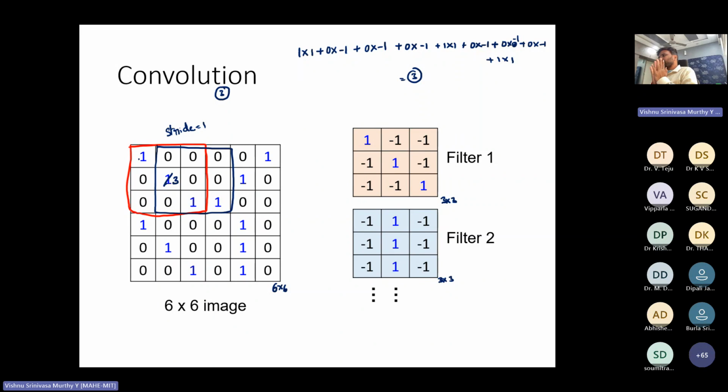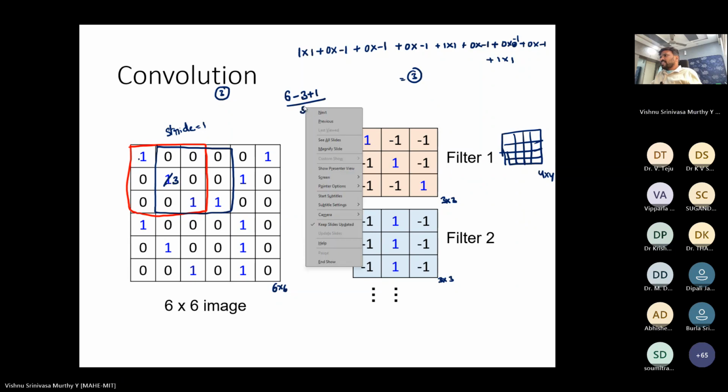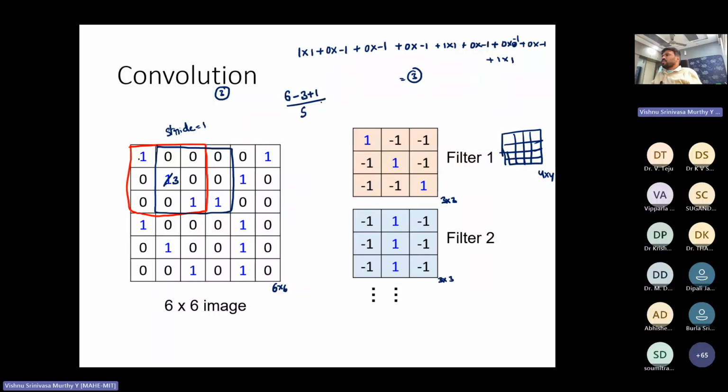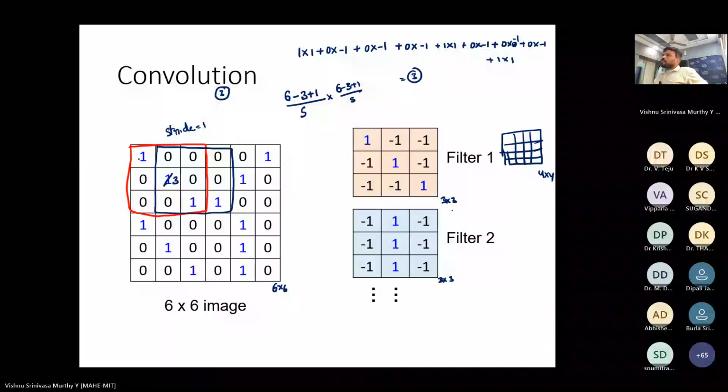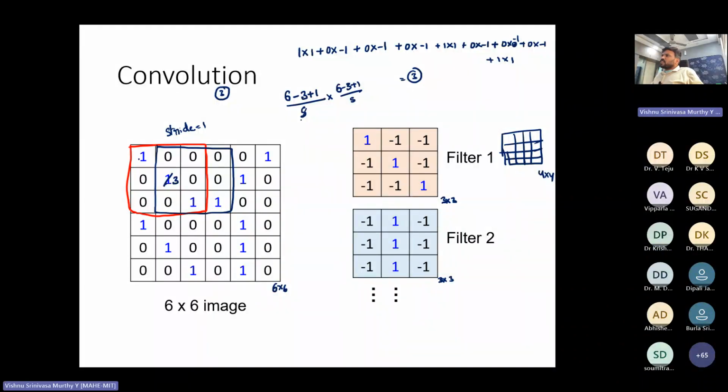Now, a 6 by 6 image, if you do convolution with 3 by 3, will be converted to a 4 by 4 image. You can ask me, sir, is there any rule for this? Yes: 6 minus 3 plus 1, divided by stride length, by 6 minus 3 plus 1 divided by stride. Stride is equal to 1, so 6 minus 3 plus 1 is nothing but a 4 by 4 image.